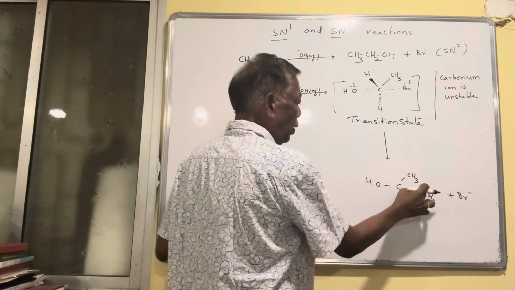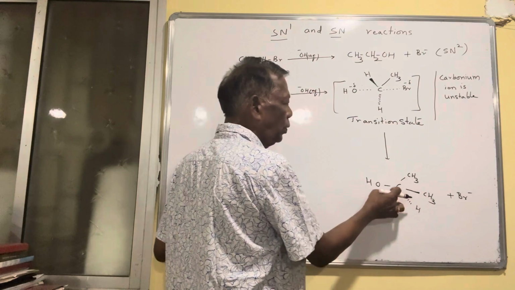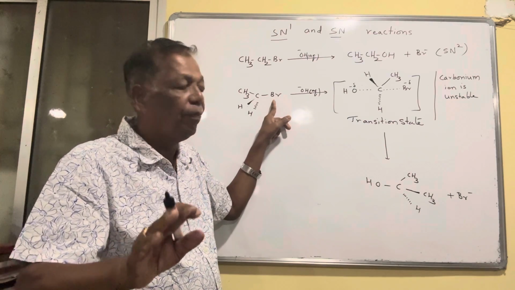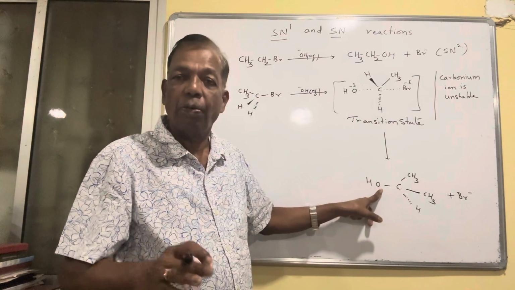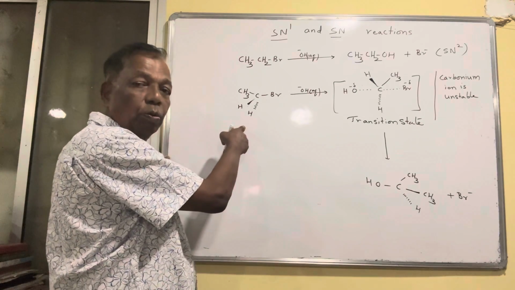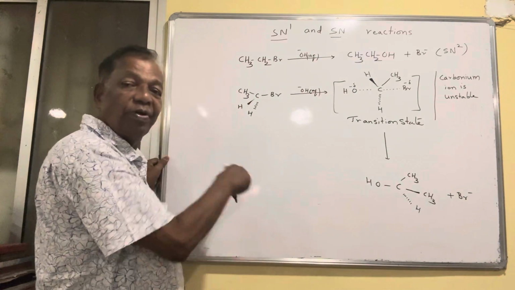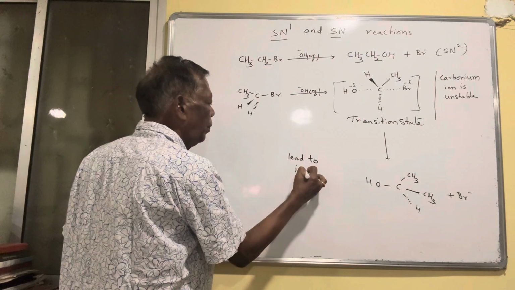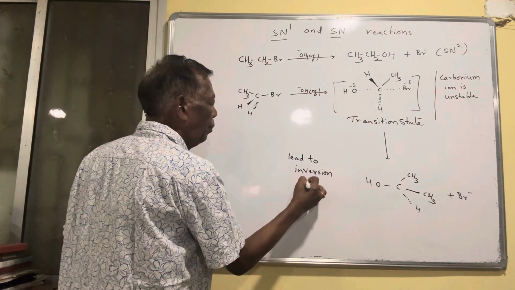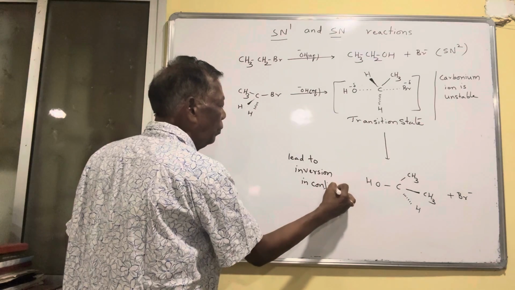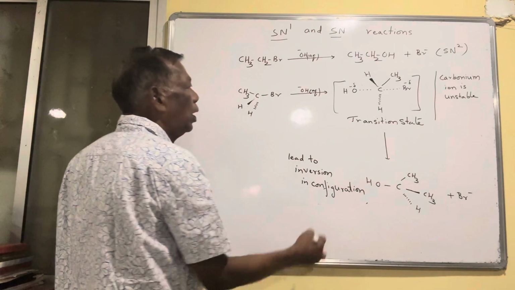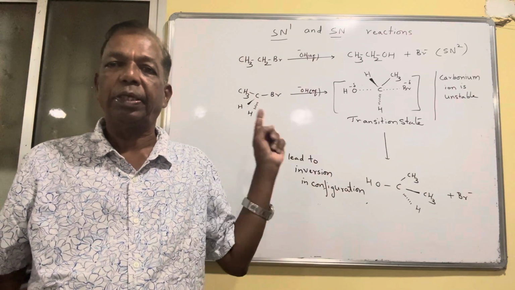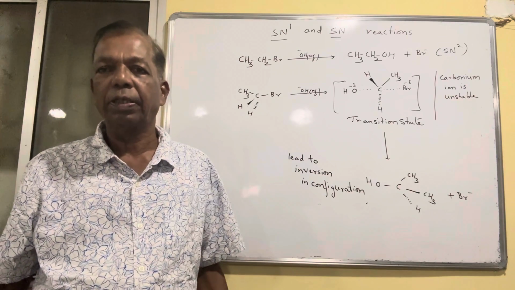Now one more important point, that OH is added to the carbon opposite side to that of bromine. The outgoing group here is bromine and the OH is attached from the opposite side. So as a result, if this was dextro, this will become levo and vice versa. Therefore, this will lead to what is called inversion in configuration. And of course, remember, in case of SN1, racemic mixture. In case of SN2, it is inversion in configuration.